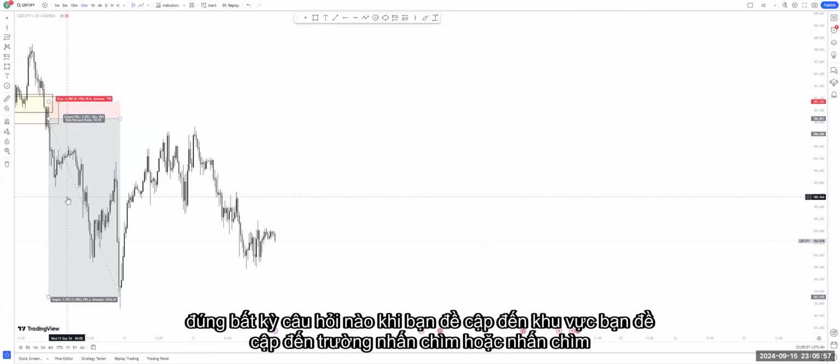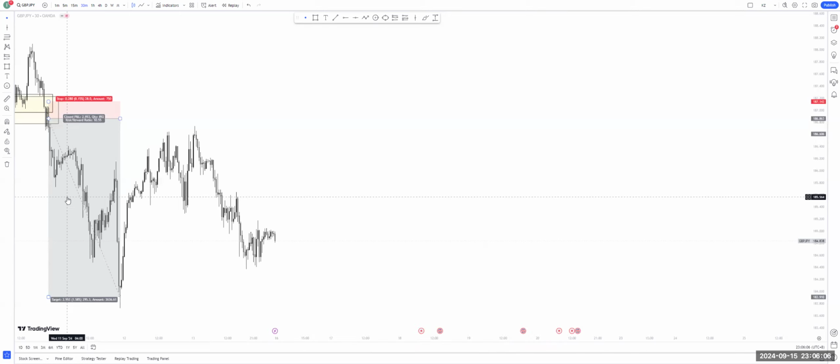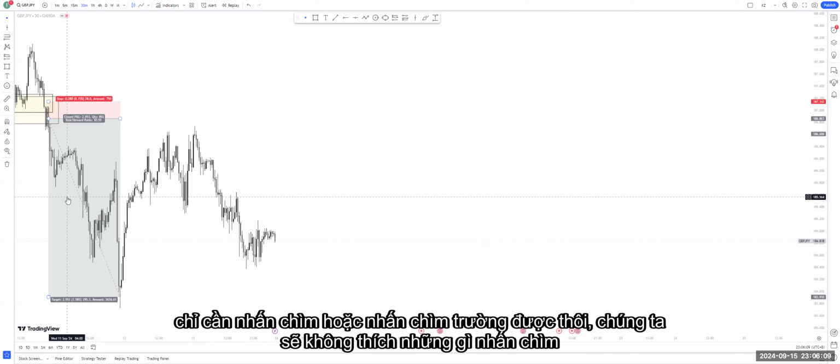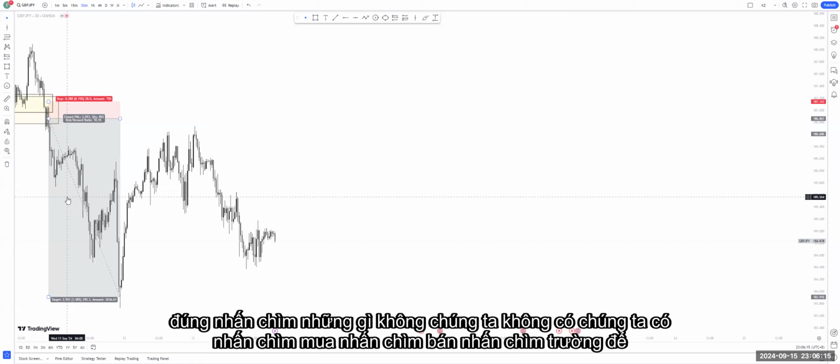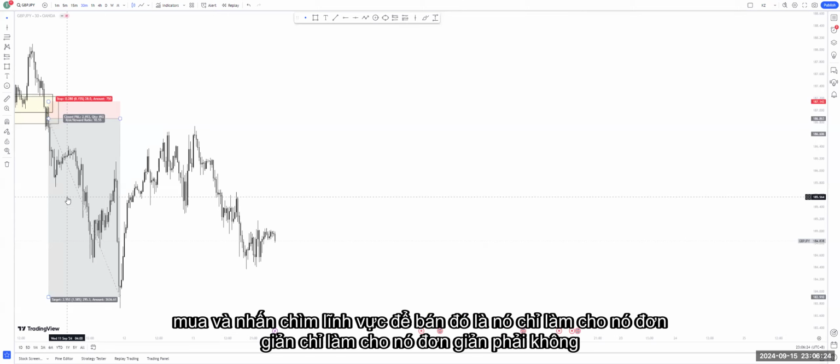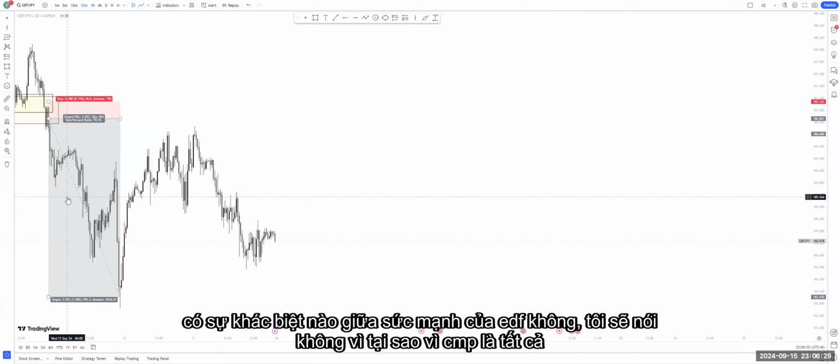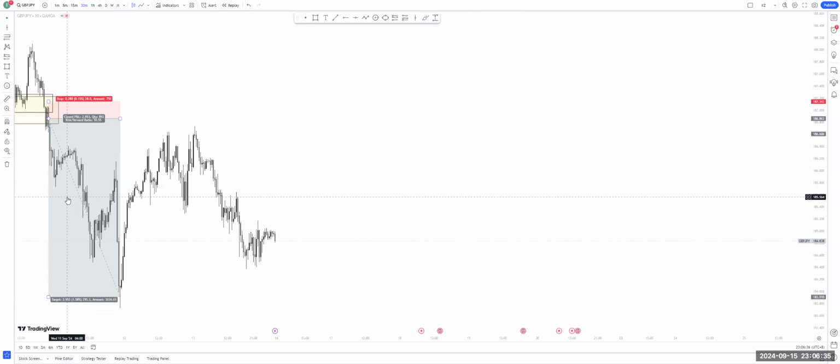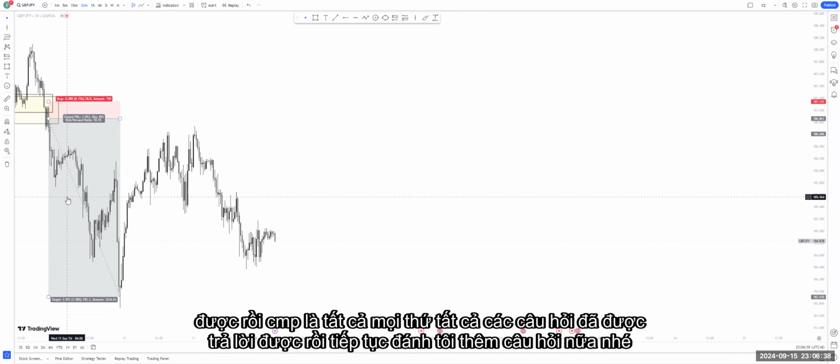Right. Any question? When you mention the zone, what do you refer to? Engulfing or engulfing failed. Just engulfing or engulfing failed. We're not going to go into what engulfing right, engulfing what. We have engulfing buy, engulfing sell, engulfing failed to buy, and engulfing failed to sell. That's it. Just make it simple. Is there any difference between the strength of EG or EF? Nope. I would say no because CMP is everything. All questions answered.